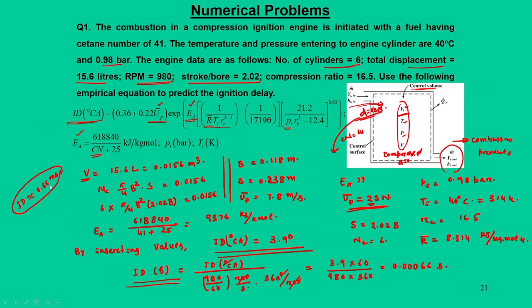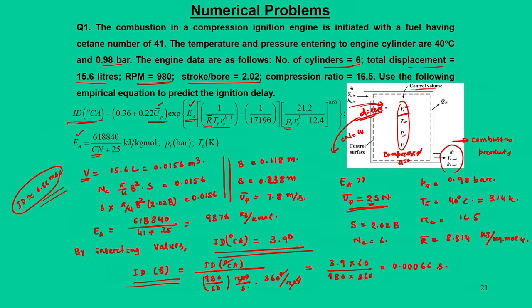So, when such a model is done for a fuel, the ignition delay defines the time difference between the time of injection and the time of combustion, and in this case it is 0.66 milliseconds. So, with this I conclude. Thank you for your attention.